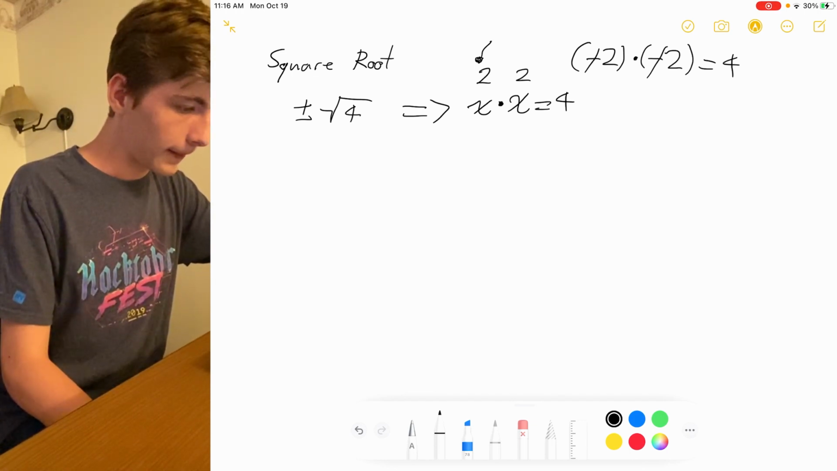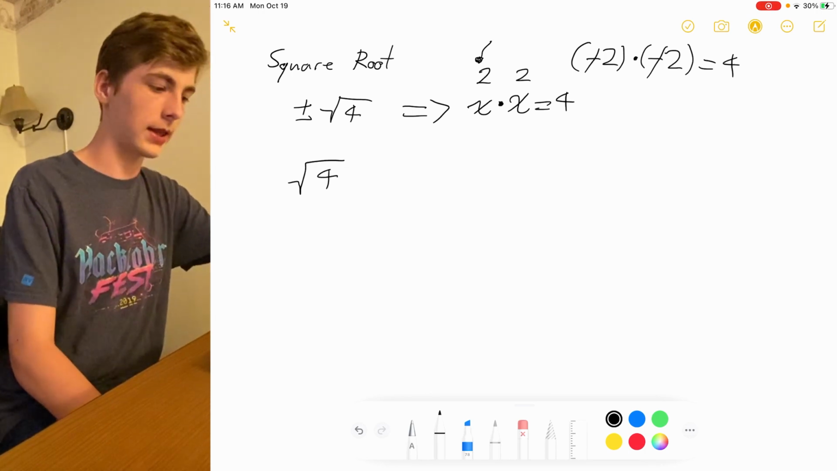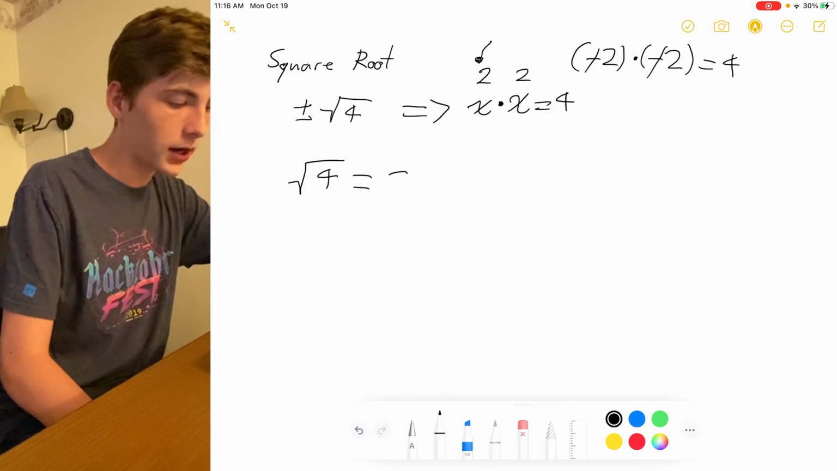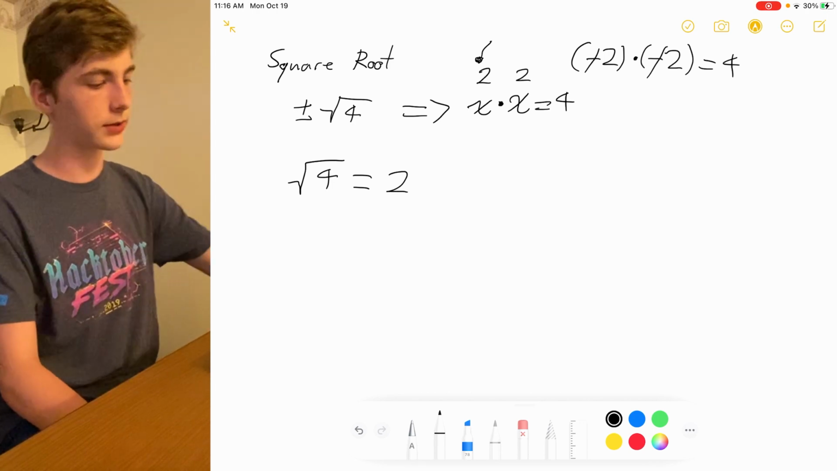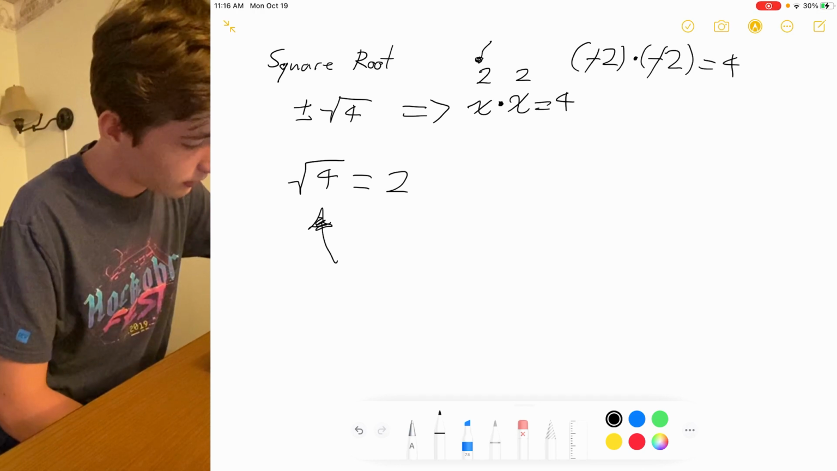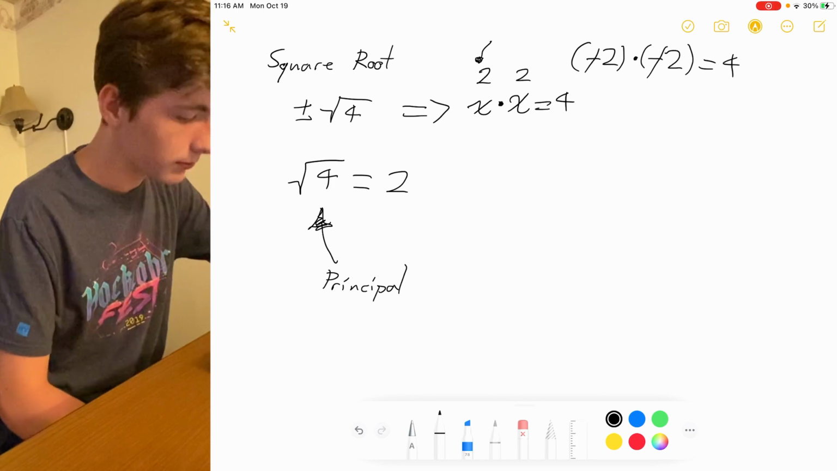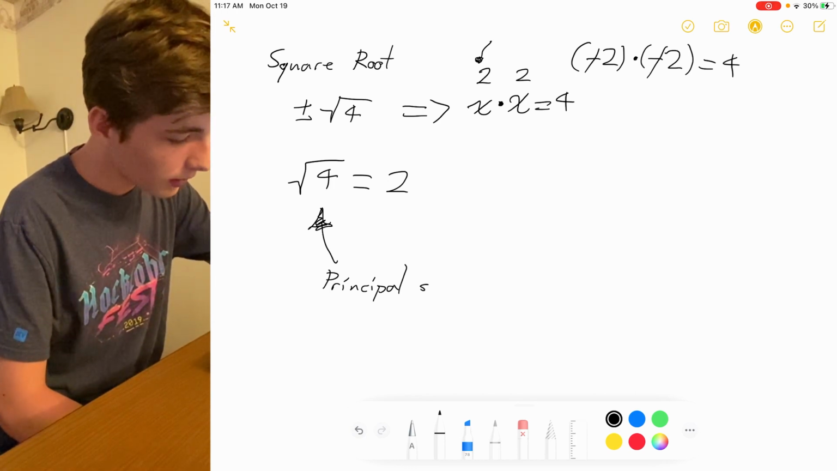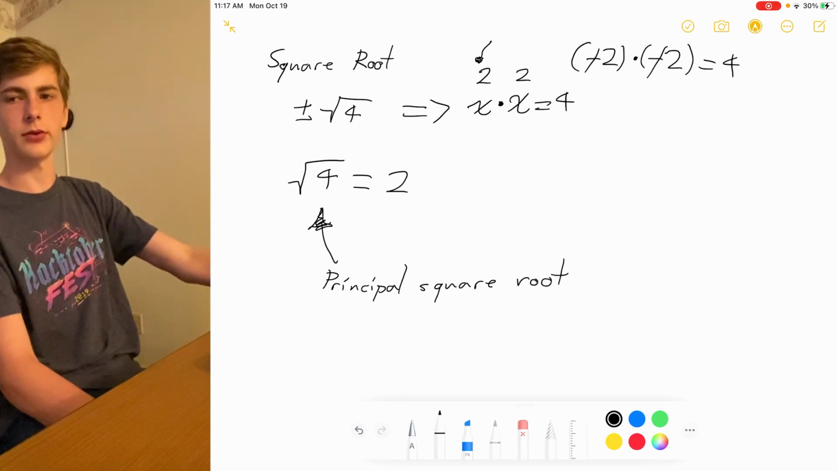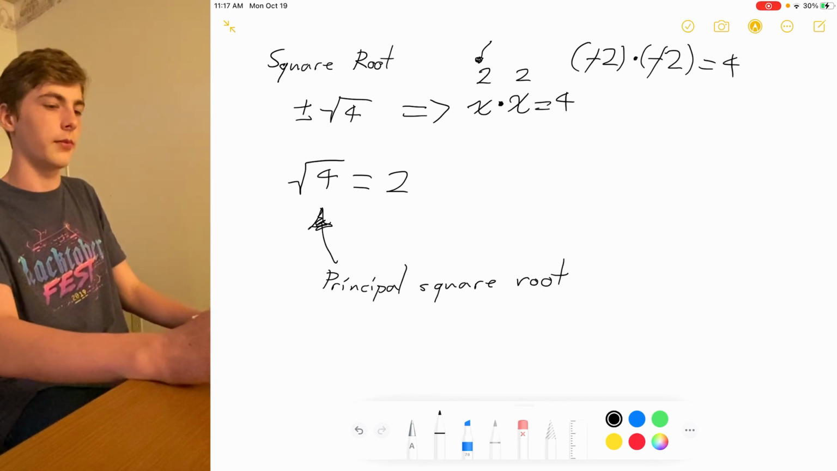So because of this, we have a special way of writing. When we write a radical sign like that, that's called the radical symbol. This means the positive answer. So it's always going to mean the positive one, which is 2 in this case. And so we call this the principal square root. And just think principal, positive, right? That is all that you need to know at this point about square roots in that section. They just wanted to make sure that you knew that at this point.